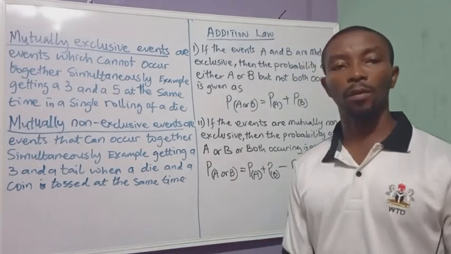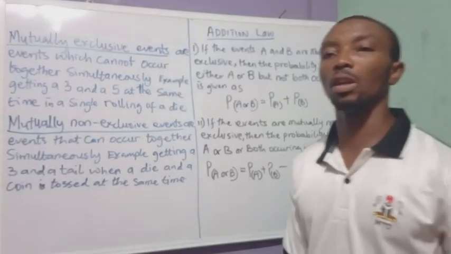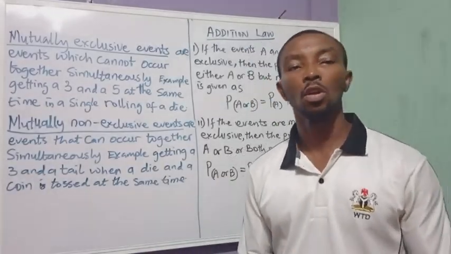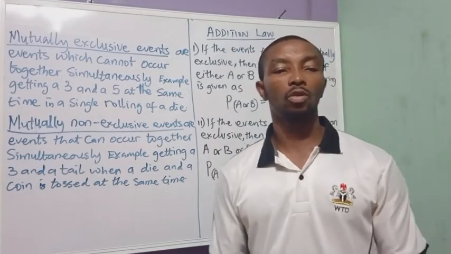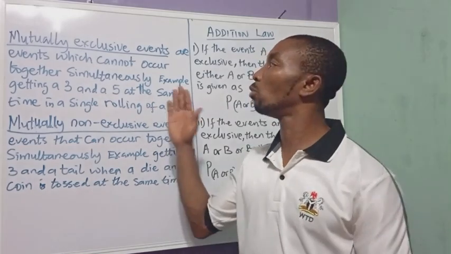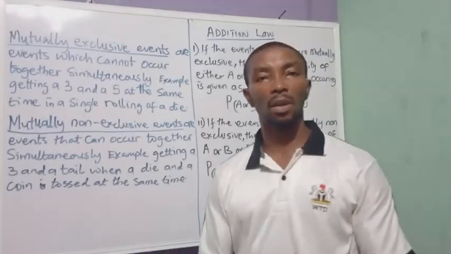An example is in your fair rolling of a die, you can't roll a die to get a 3 and a 5 at the same time. You can't toss a coin to get a head and a tail at the same time. Those are mutually exclusive events.